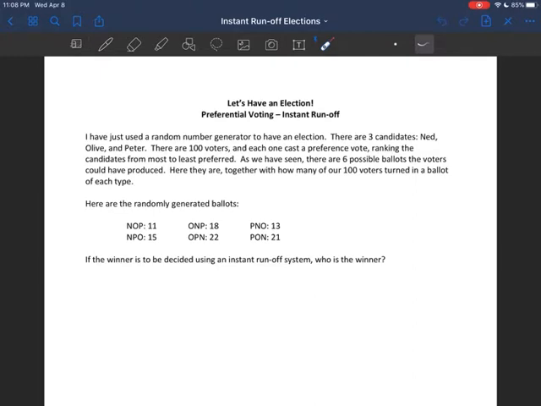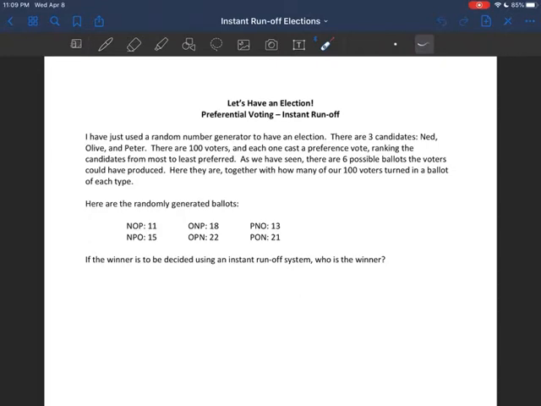There are three candidates: Ned, Olive, and Peter. Although this system will work for any number of candidates. And there are 100 voters. And each one of them will cast a preference vote. So that means that they're going to rank each of these candidates in order from most preferred to least preferred. Once they've done that, they submit their ballot and we count up how many of each type there are.